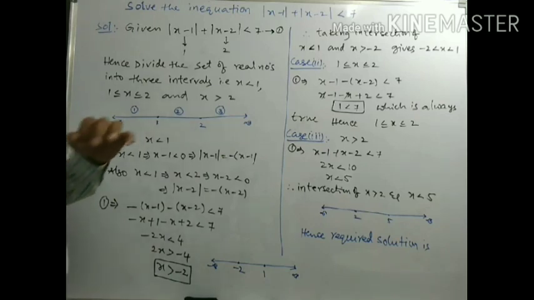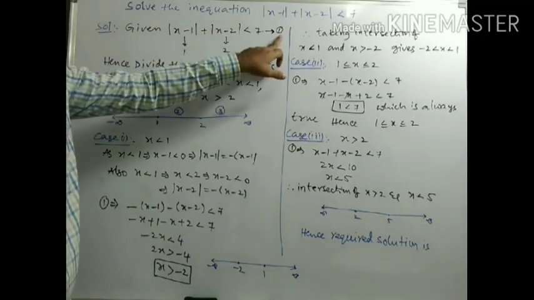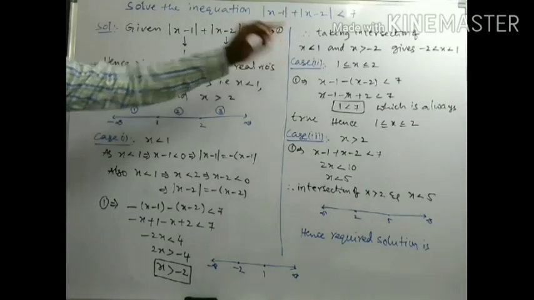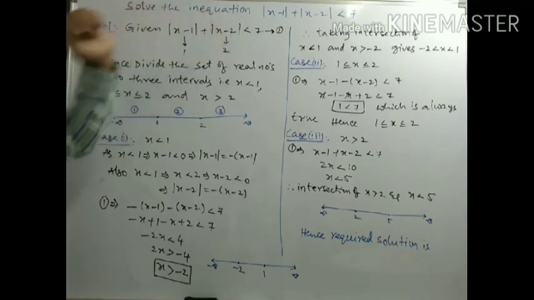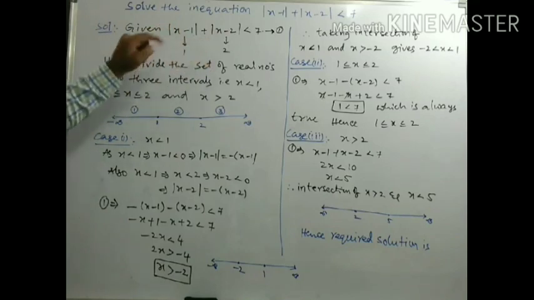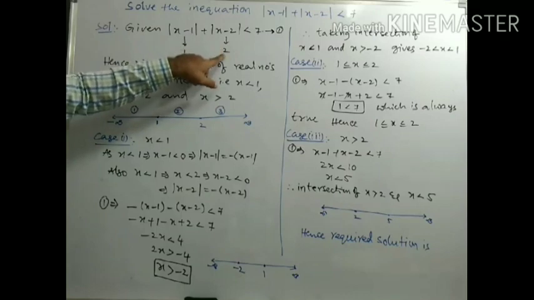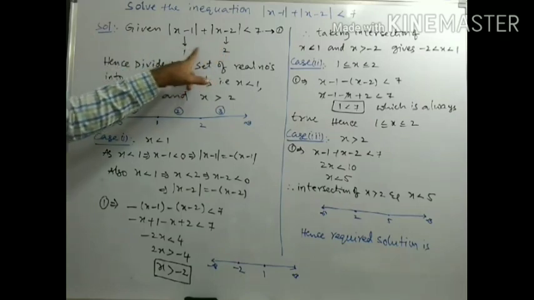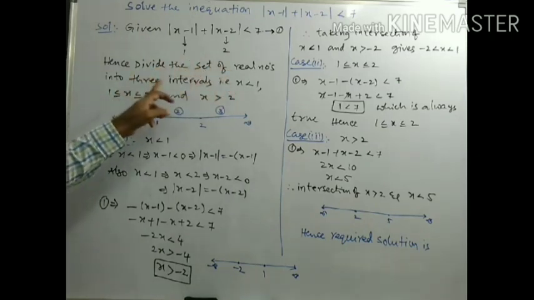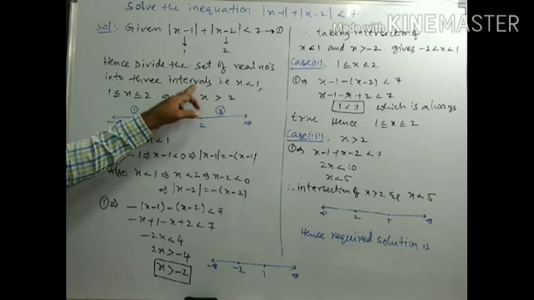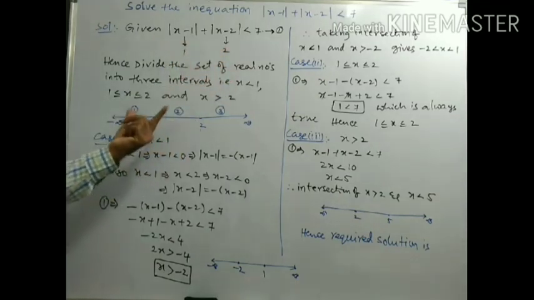Okay. So as usual, coming to the solution, first the given condition, assume it as equation number 1. Now they are nothing but mod of p of x and mod of q of x. On equating to 0, here we get the value of x is equal to 1, and here we get the value of x is equal to 2. So 1 and 2. Hence divide the set of entire real numbers into 3 intervals. Now let us plot 1 and 2 on the number line. Hence we got 3 intervals.